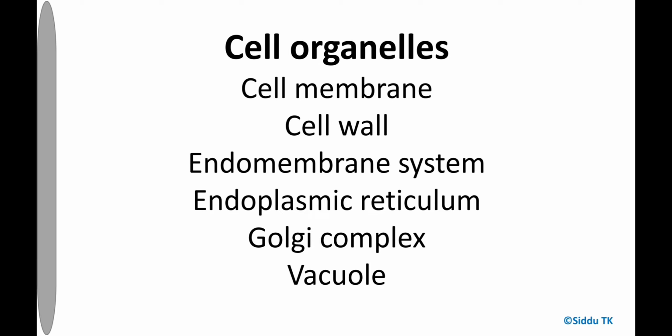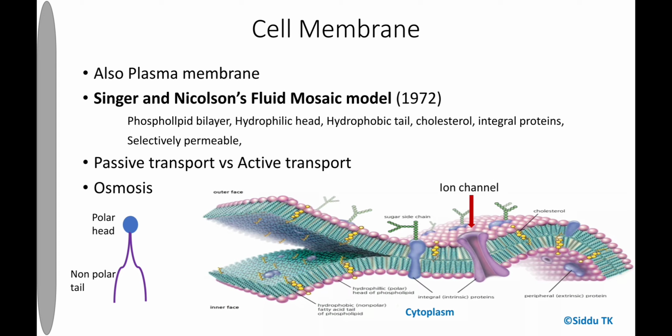These cell organelles may be membrane bound, or they might exist as non-membranous structures. For example, ribosomes. Examples of membrane bound cell organelles are nucleus, endoplasmic reticulum, Golgi apparatus, vacuole, and lysosome.